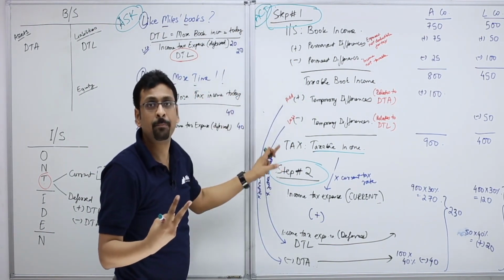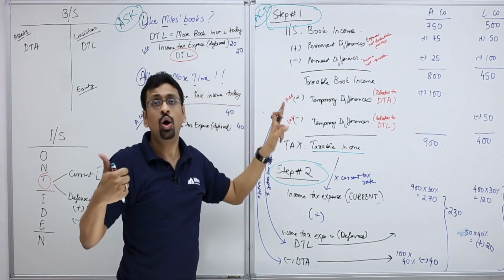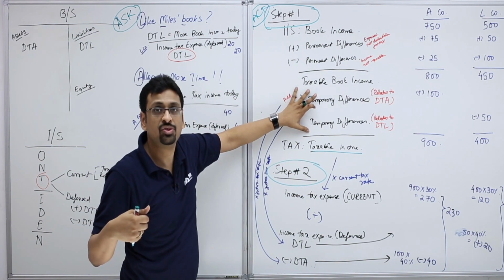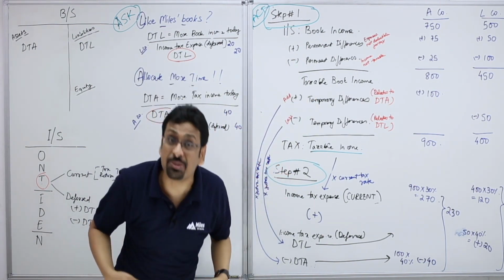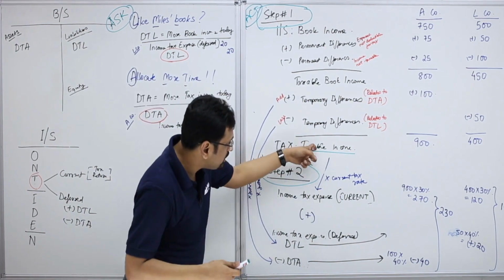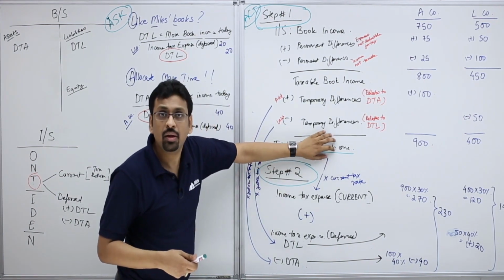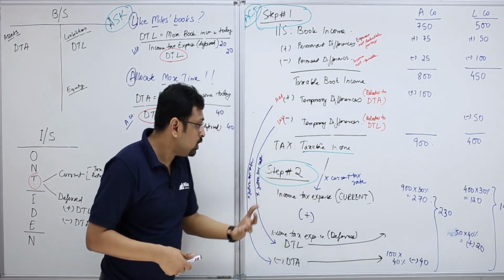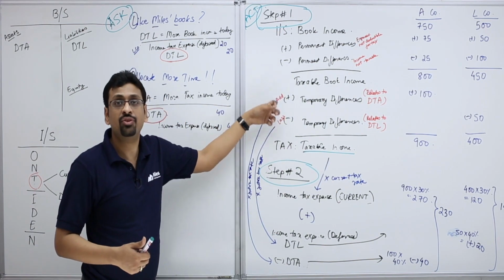So when you act, 2-step action plan. Step number 1, from your pre-tax book income, you get to your taxable income. You do adjust for permanent differences and temporary differences. Step number 2, you're calculating your income tax expense for the period. Now, you're looking at income tax expense current, that's your taxable income into current tax rate. The last number here into the current tax rate. Simple, easy.